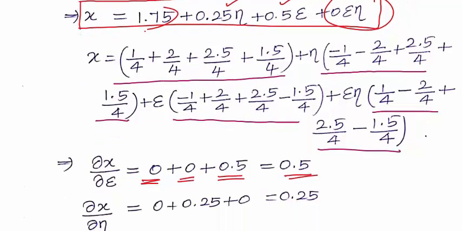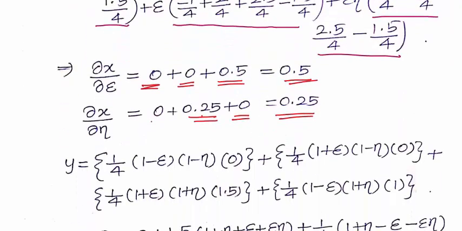Similarly, dou x by dou eta value, so in the x expression, when we partially differentiate with respect to eta, 1.75 differentiation is 0, 0.25 eta differentiated with respect to eta gives 0.25, and 0.5 epsilon differentiated partially with respect to eta gives 0. So the dou x by dou eta value can be obtained as 0.25.